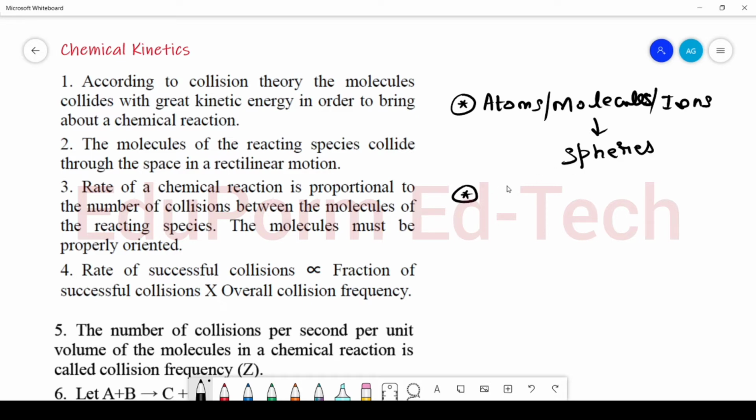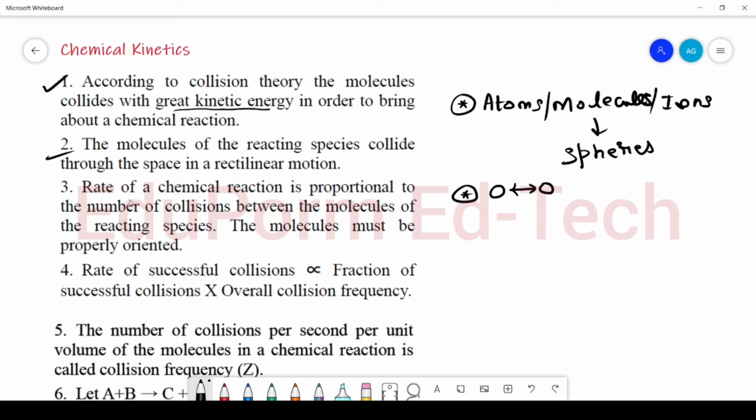The second assumption was that these spheres collide with each other and their collision results in formation of product, provided that the collision must be effective. So let's study the points in detail. First point is, according to collision theory, the molecules collide with great kinetic energy in order to bring about chemical reaction. It simply means that collision results in chemical reaction. The molecules of reacting species collide through space in a rectilinear motion. So the molecules show rectilinear motion and they collide in space.